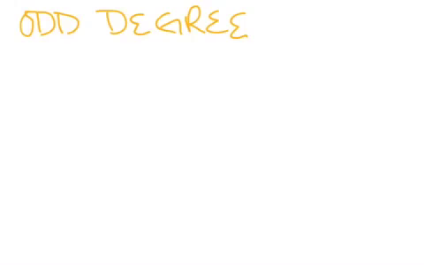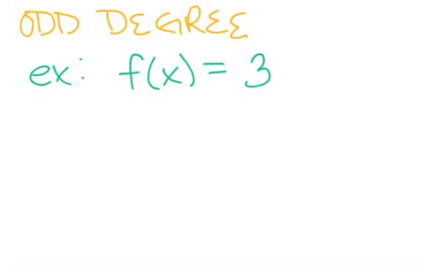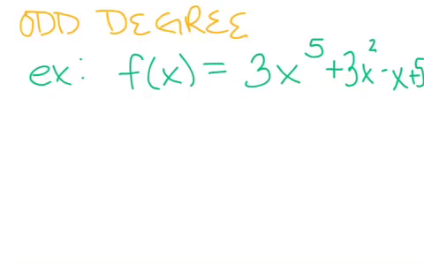So that means that I have, for example, a polynomial that might look like this. Let's say 3x to the 5th power plus 3x squared minus x plus 5. Okay, so this is an odd degree because the highest power, which in this case is 5, is an odd number. So x to the 1st, x to the 3rd, x to the 5th, to the 7th, to the 9th, and so on and so forth being the highest power.